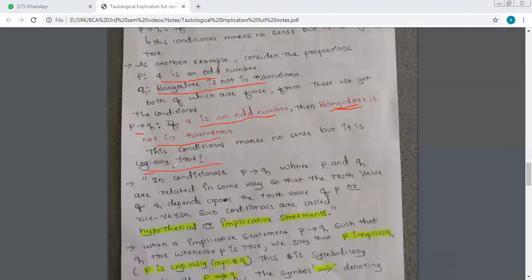So this will be available in the logical, and you can say both are logically true, that whole sentence you can say is logically true.